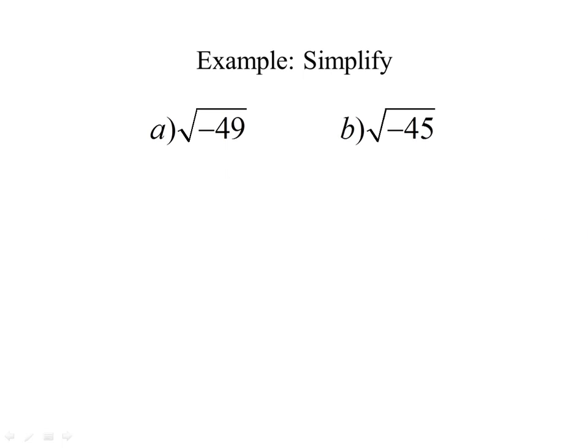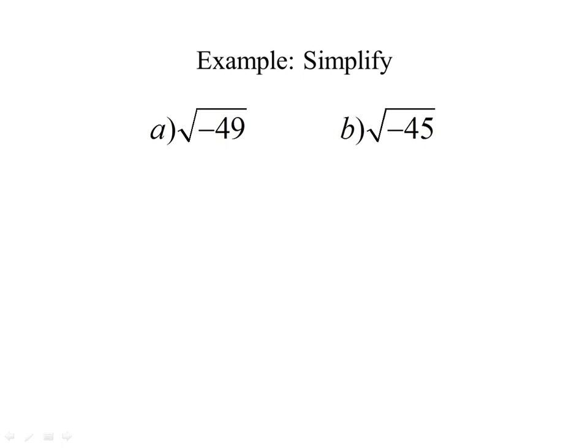Okay, letter B, watch what happens. We're going to break this into -1, because I see the negative in there, times 9 times 5. So the square root of -1 is going to be i. Square root of 9 is going to be 3. And you can't do anything with the square root of 5. So this turns into 3i square root of 5.